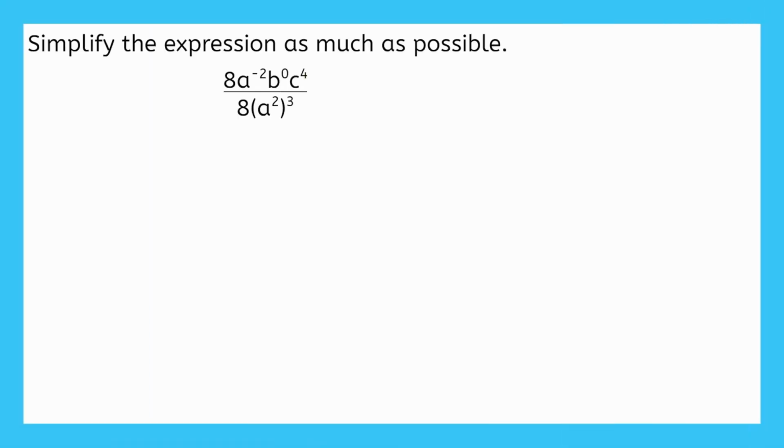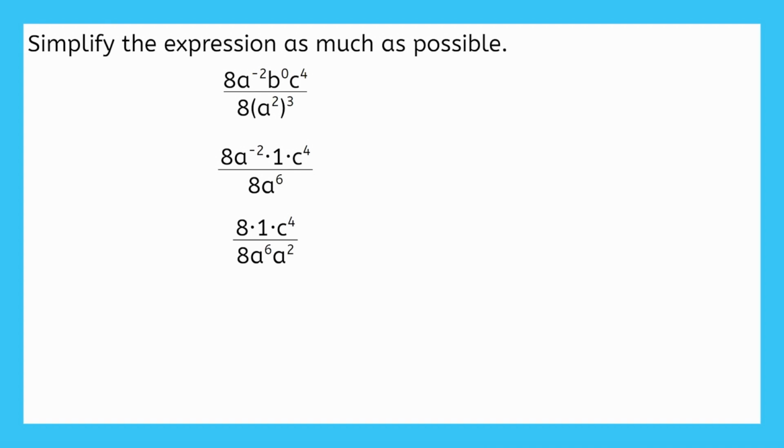Starting with the groupings, the numerator and denominator groupings need to be simplified first. In the numerator, the zero exponent property tells us that b to the power of 0 equals 1. In the denominator, we can simplify the a component with the power of a power property, giving us a to the 6th. From here, I would use the negative exponent property to move the a component in the numerator down to the denominator, making its exponent positive.